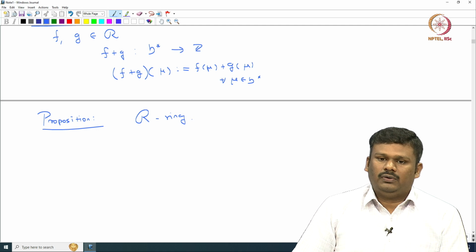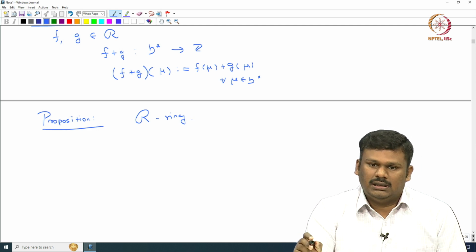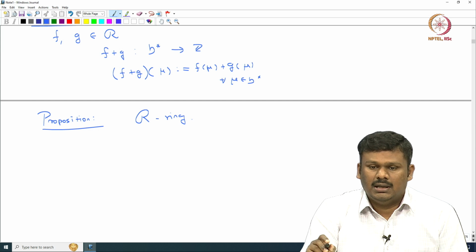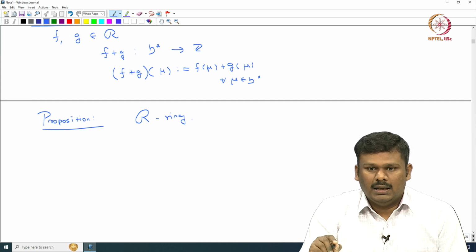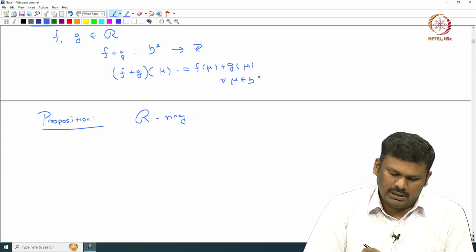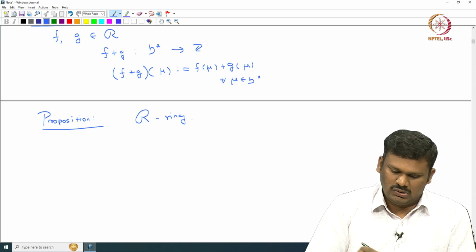So, what we need to prove? We need to prove that the addition and multiplication is closed. Because we have the constraint that the support of f is contained in finitely many cones, that should be true for the addition as well as the multiplication. So, it is indeed a very easy exercise to see.